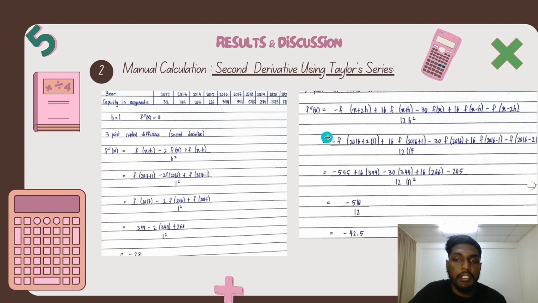And same for the second one, the 5-point derivative. We just apply the formula which is given. After we apply the formula, we substitute the values given. So for example, this is 545. The 545 is coming from 2018. So 2016 plus 2 equals 2018, which is 545, and so on. We just substitute and we get the final answer, negative 42.5.